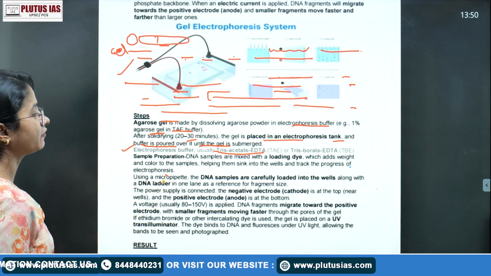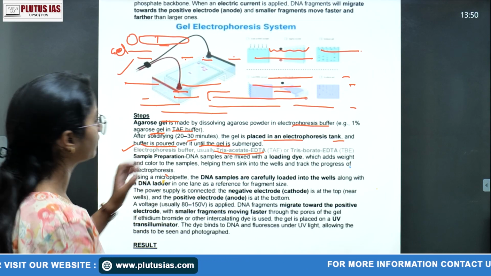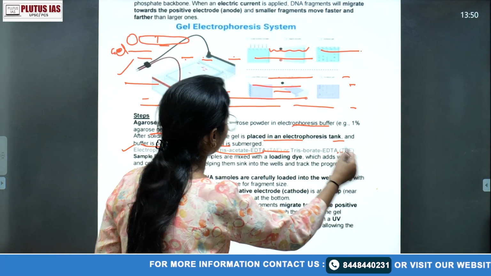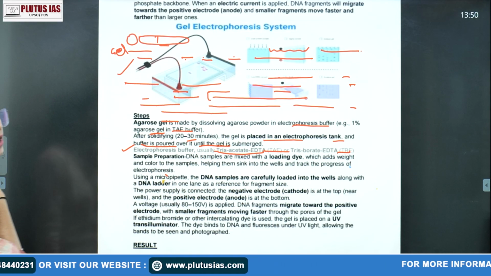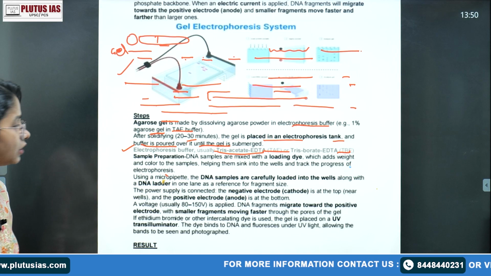Then the electrophoresis buffer, usually EDTA, and the buffer is mostly TAE and TBE, that we have mentioned specifically for DNA. TBE and TAE are what you are using for proteins and other RNA molecules.